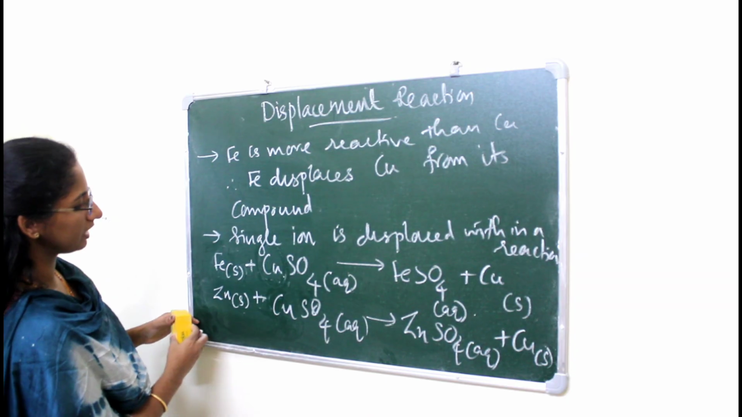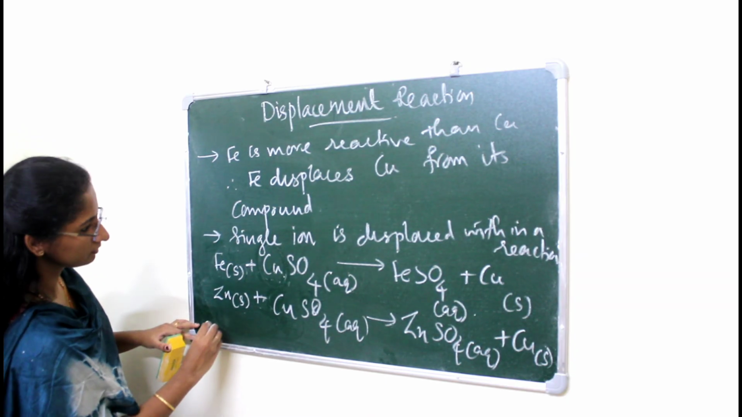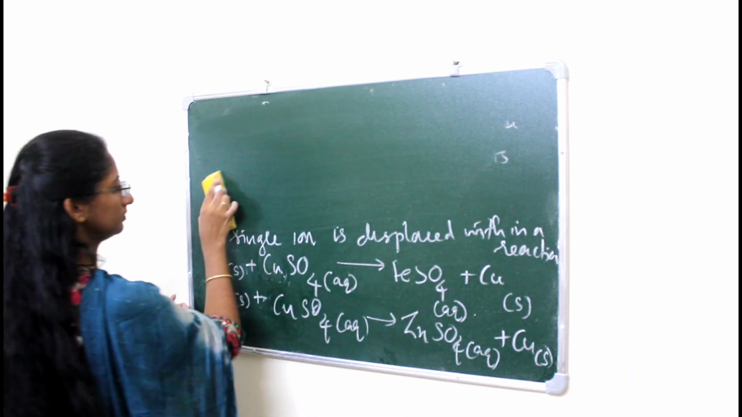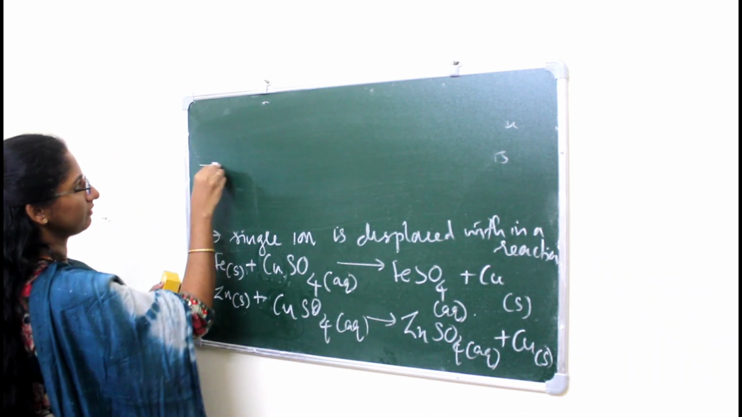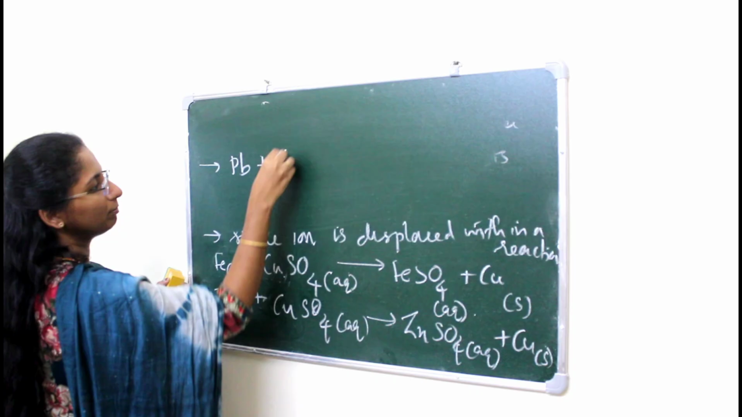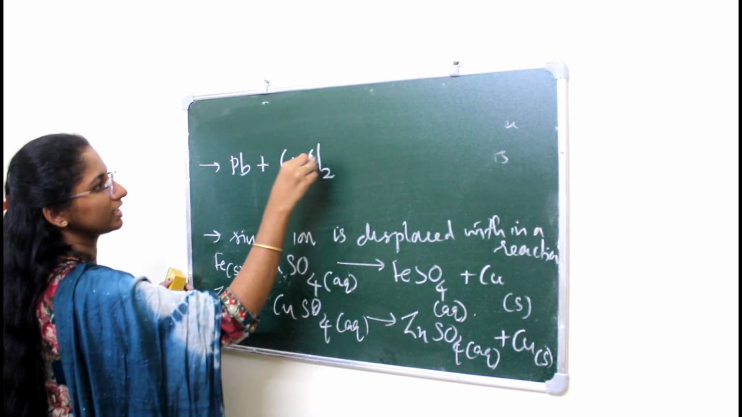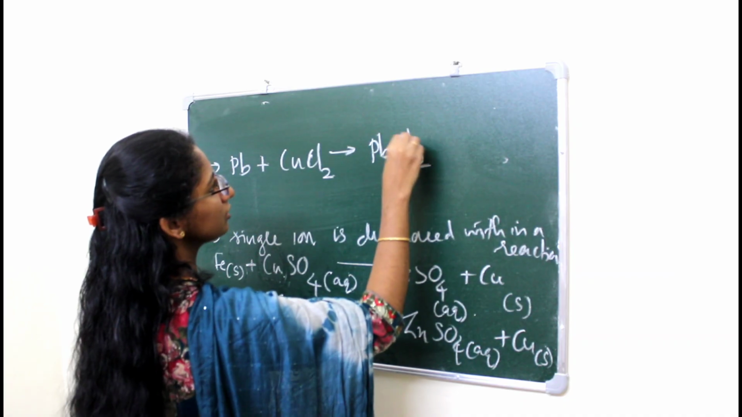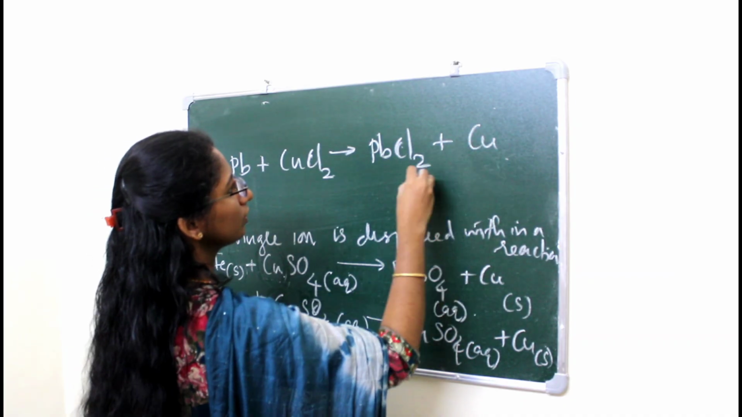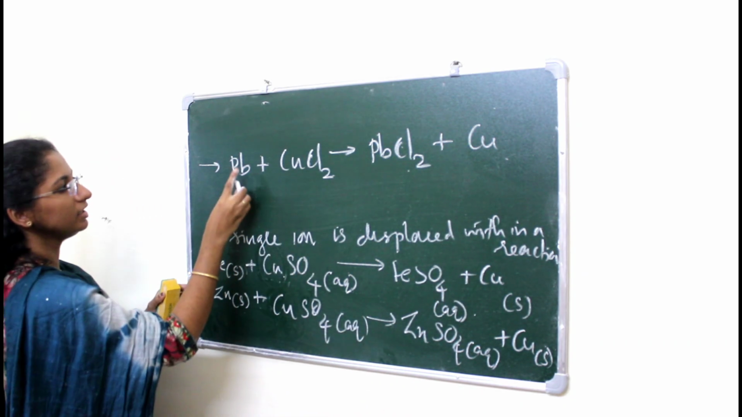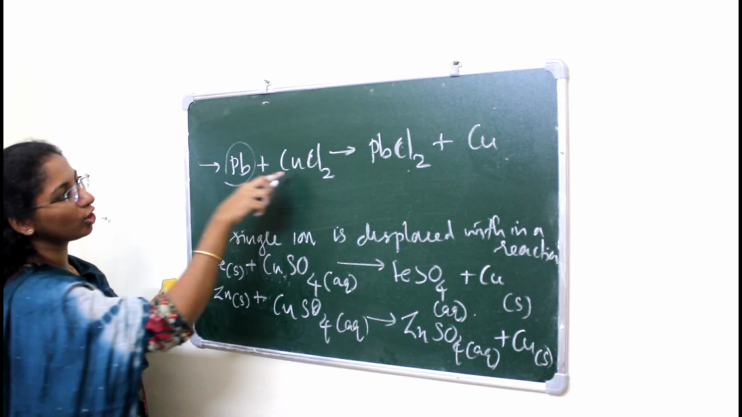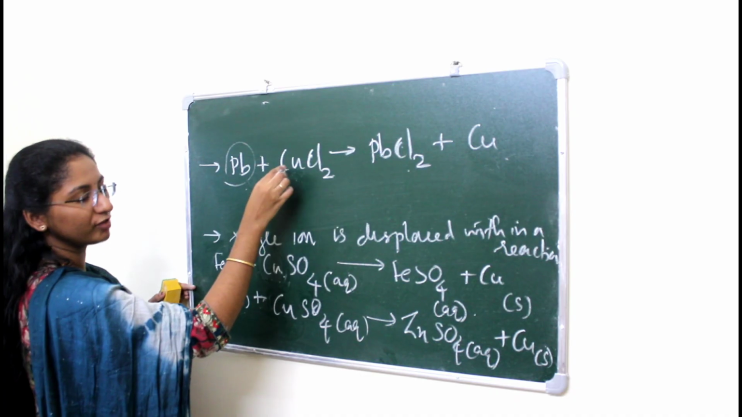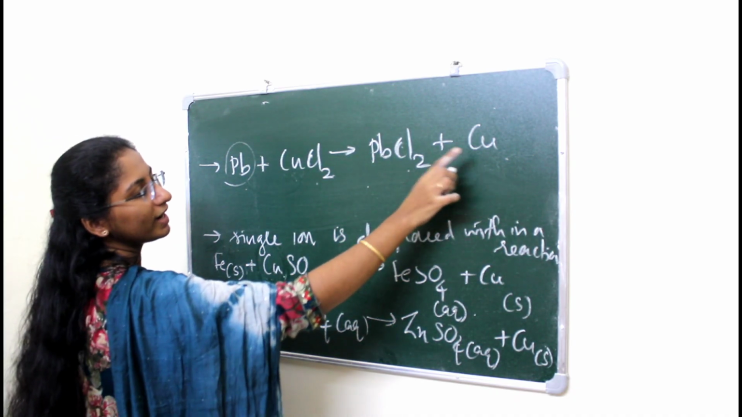Okay. Similarly, we can take another example. Pb, lead, plus copper chloride, CuCl2, gives PbCl2 plus copper. So what is the case here? Lead is more reactive than copper. So lead displaces copper from its compound to form lead chloride and copper.